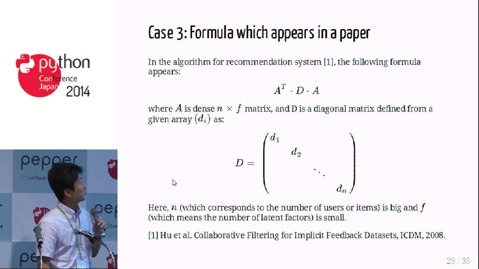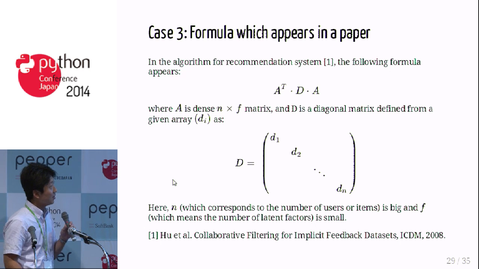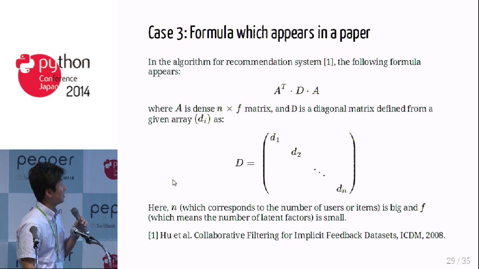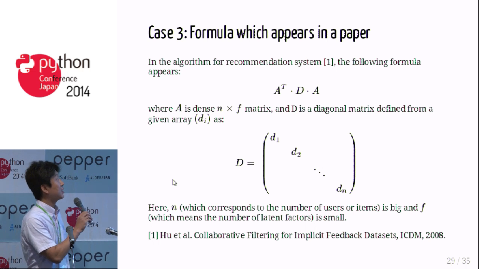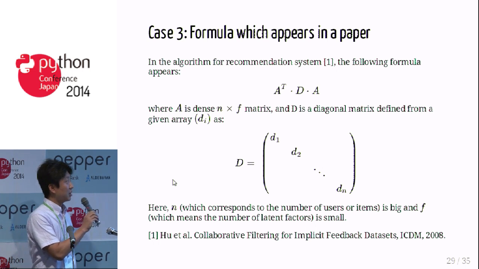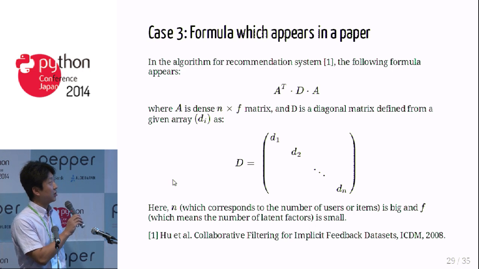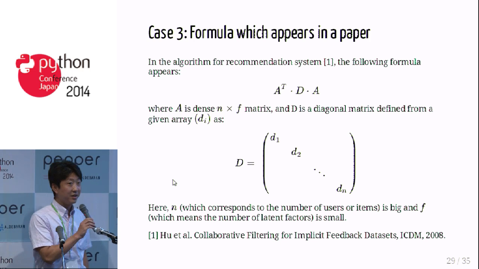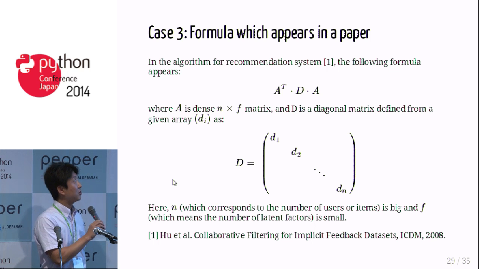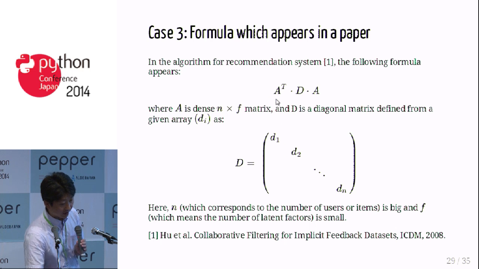Maybe I'm running out of the time. So, maybe there's enough time to explain this example. So I just show. Okay. So I just explain the problem. This problem is written in a certain paper. A is given a dense matrix, and D is diagonal matrix. But the D is expressed as an array, usual array. Then how can we compute this formula effectively?